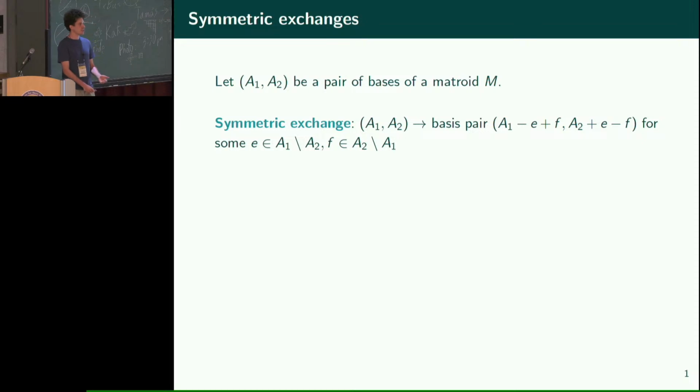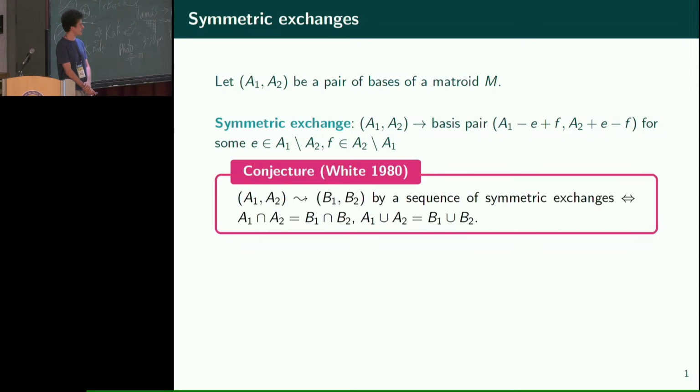So it's a natural question: what are the basis pairs that are reachable by sequences of symmetric exchanges from a given basis pair? The symmetric exchange doesn't change the intersection or the union of the two bases. And it's a conjecture by White from the 80s that this is the only necessary condition. So if the intersections and the unions are the same, then there is always a sequence transforming one basis pair to another.